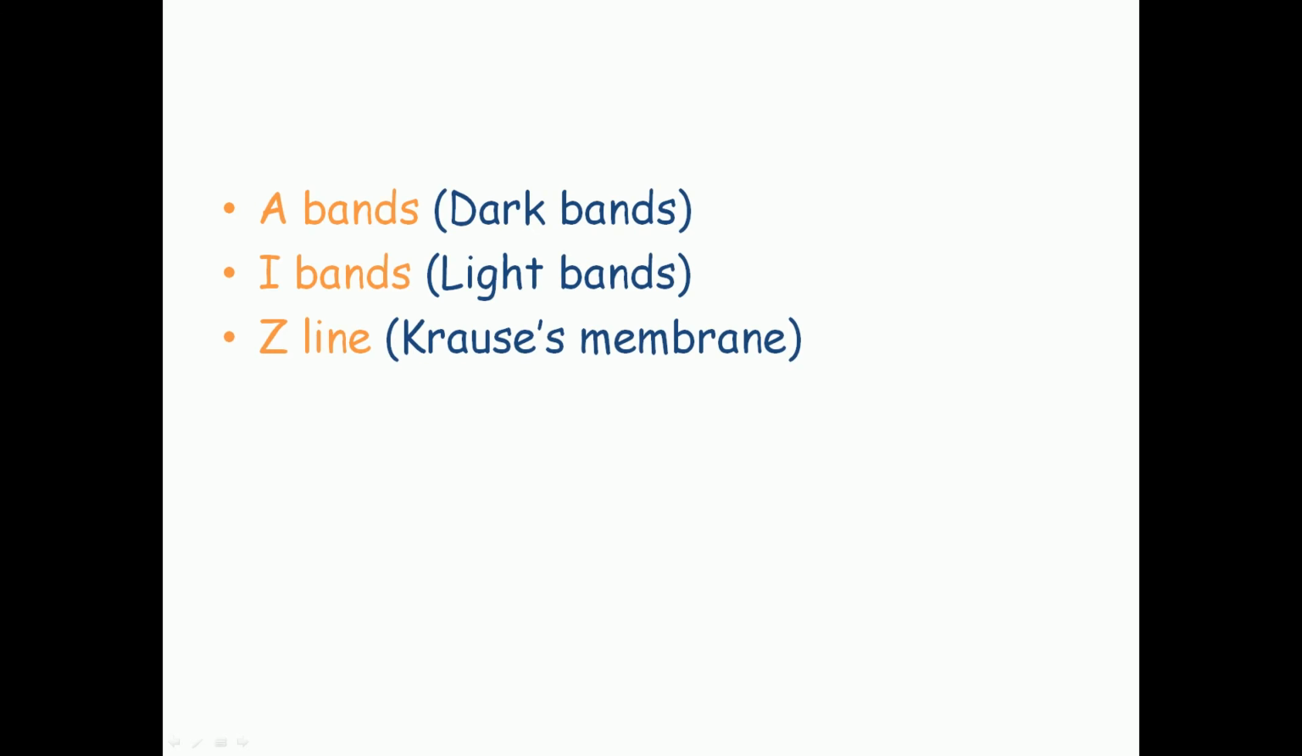The A bands are dark bands and I bands are light bands. I've told you earlier how to remember this. The word dark has A in it, so it is the A band. The word light has I in it, so it is the I band. The Z line is also known as Krause membrane. You've got to remember this point.